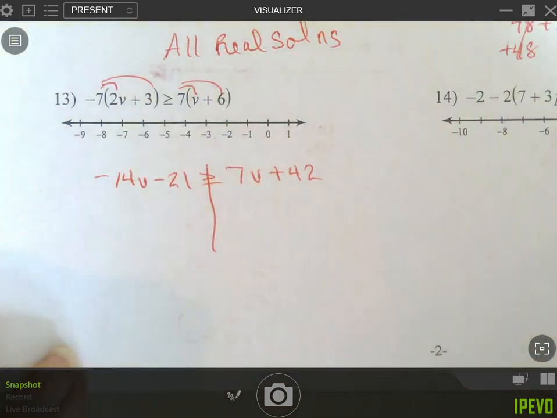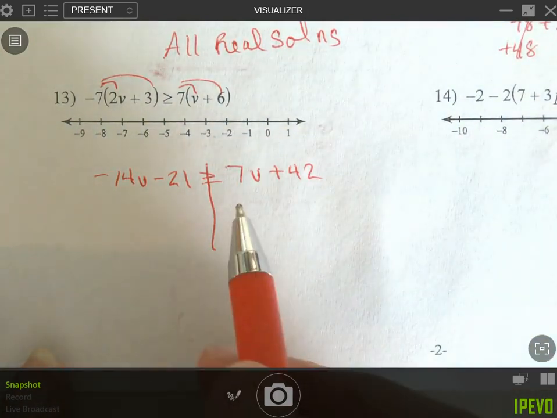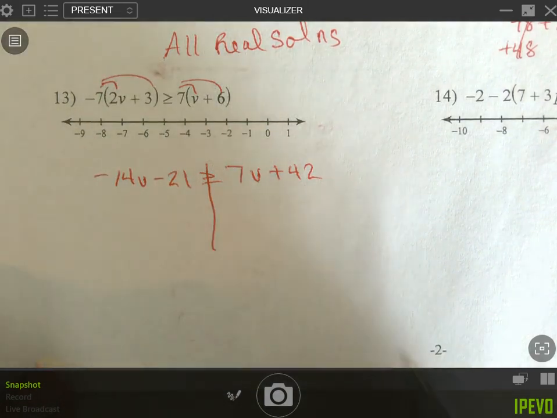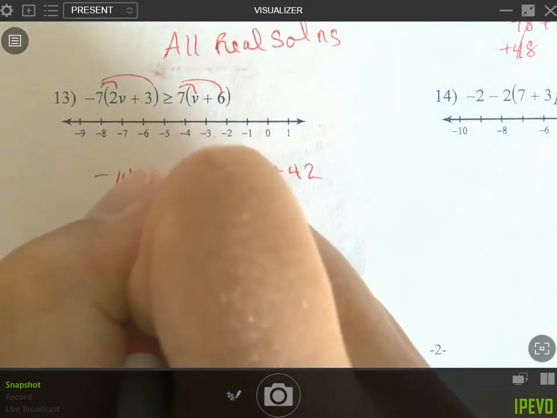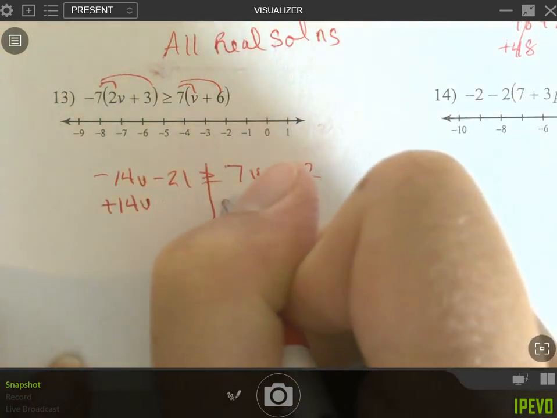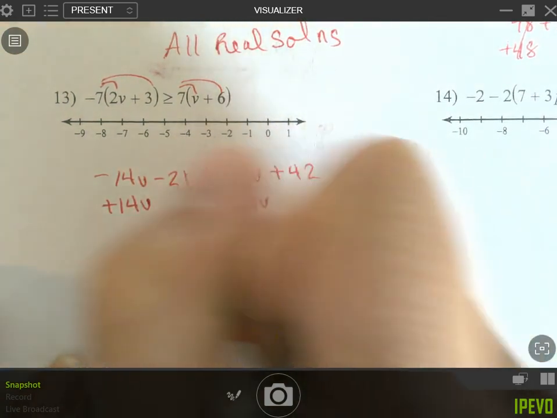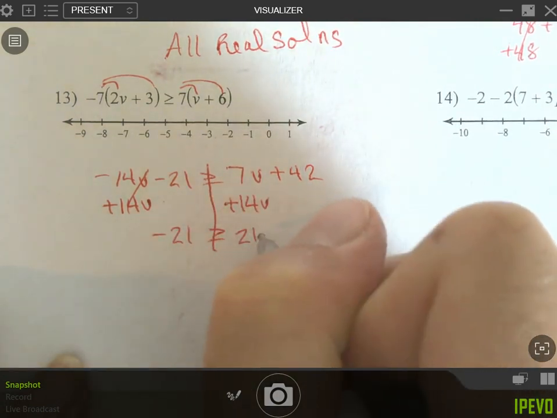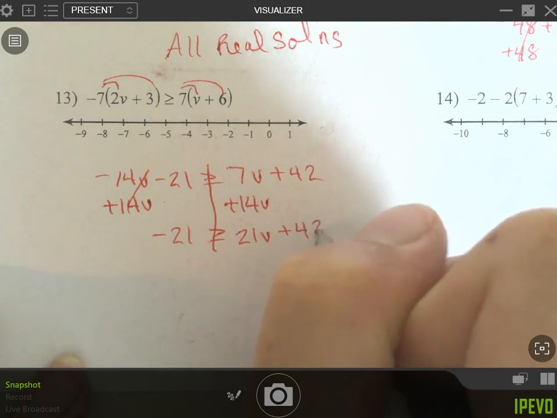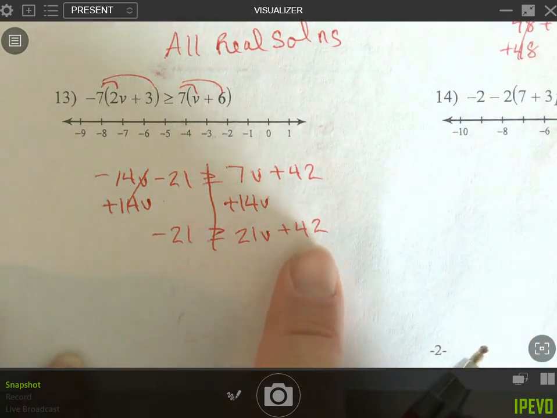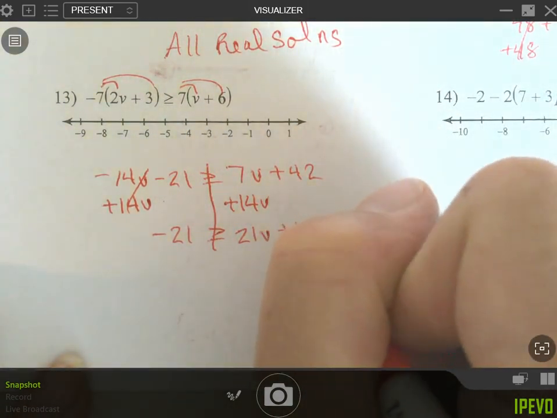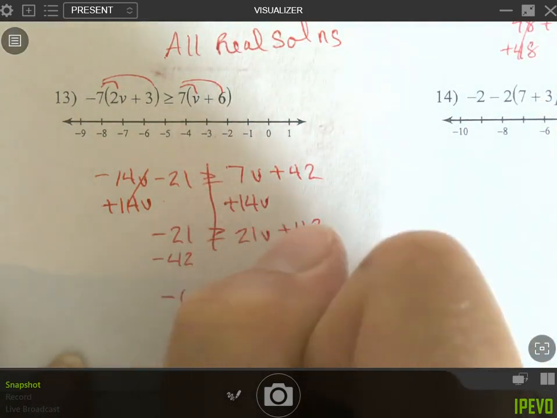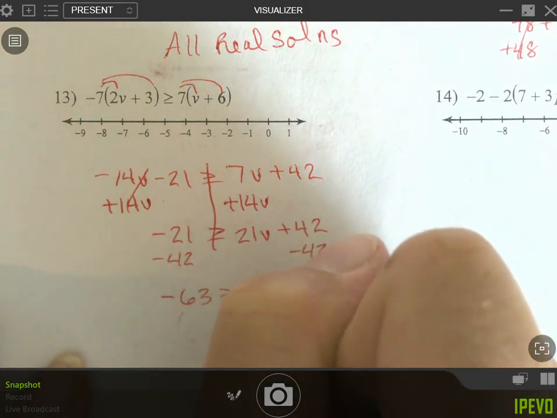Okay, your choice. What do you want me to move? The negative 14 to the right or the 7 to the left? Do we have a preference? No one cares at this point? You want to add this to the right, it will make it positive, so that's fine. We just have to mess with it later. So that's gone. Negative 21 greater than or equal to 21v plus 42. If you had me move v to the right, then I would move the numbers to the left. Minus 42, minus 42. So I have negative 63 is greater than or equal to 21v.